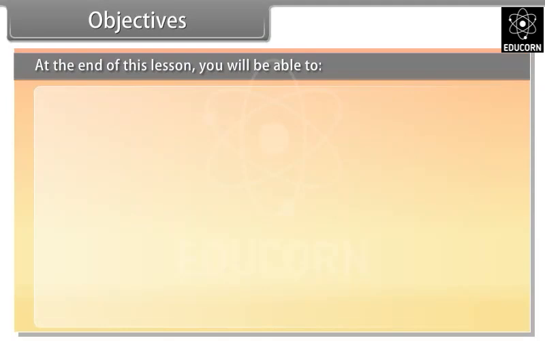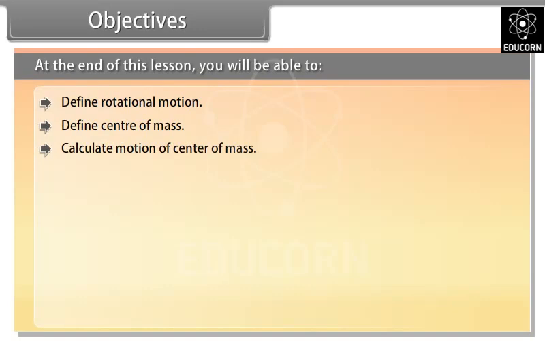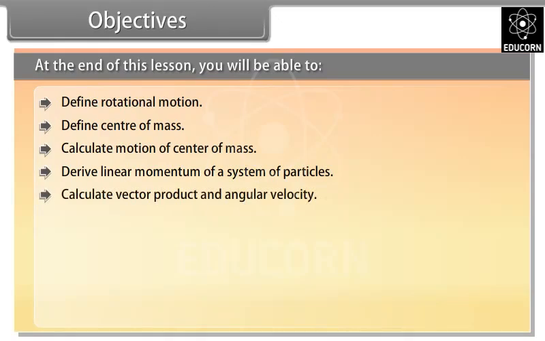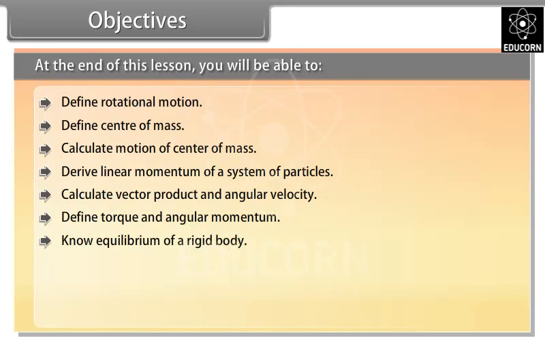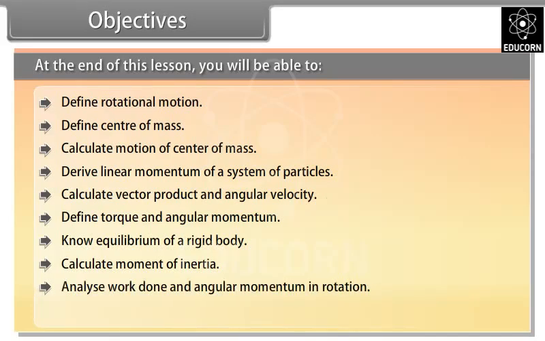Objectives. At the end of this lesson, you will be able to define rotational motion, define center of mass, calculate motion of center of mass, derive linear momentum of a system of particles, calculate vector product and angular velocity, define torque and angular momentum, know equilibrium of a rigid body, calculate moment of inertia, analyze work done and angular momentum in rotation, and understand rolling motion.